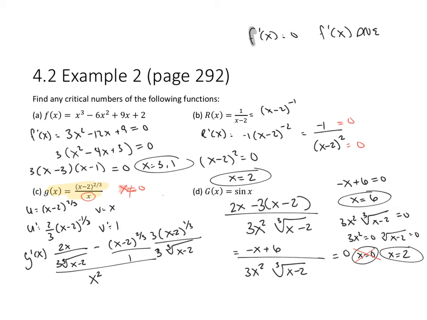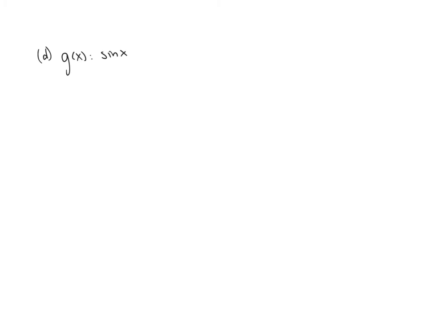Let's do part D on an additional slide. We don't have much room here. So again, our first step is to find the derivative. So g prime of x is cosine x. So I'm going to graph this because that helps me remember what I do. Cosine starts at 1, 0, negative 1, 0, 1. And then it just continues.